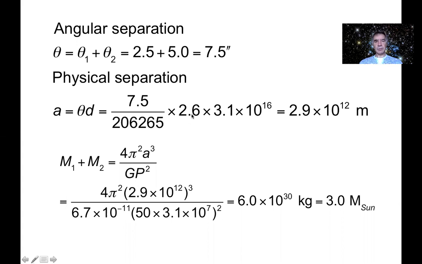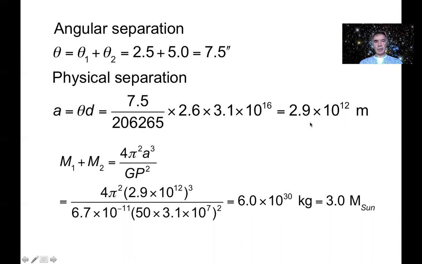So I told you it was 2.6 parsecs away. Put everything in SI units to come out in meters. So the physical separation here is 3 times 10 to the 12. In fact, we had that before, I think, on a previous example. So then we can put all that information in here.